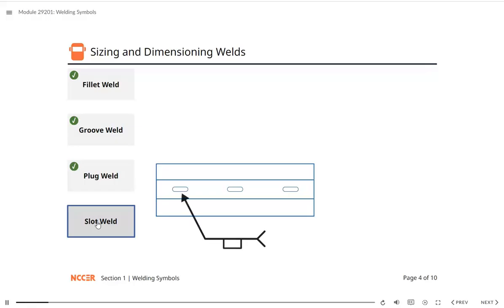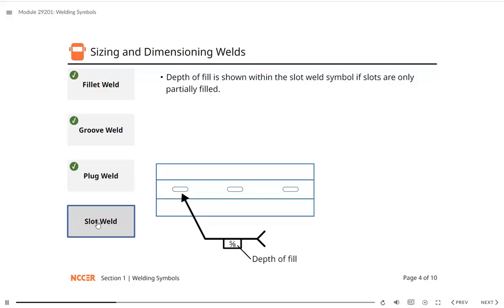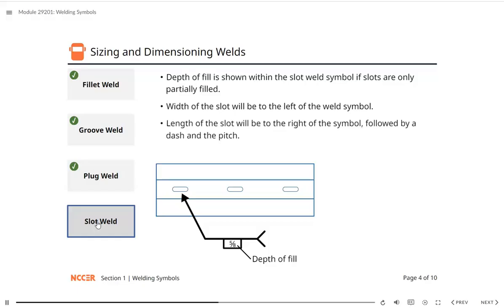Slot weld symbols will only contain a depth of fill number if the slots are partially filled. Typically, the width of the slot will be shown to the left of the weld symbol, and the length of the slot will be shown on the right of the weld symbol, followed by a dash and the pitch. All other information will be shown in a special detail on the print.